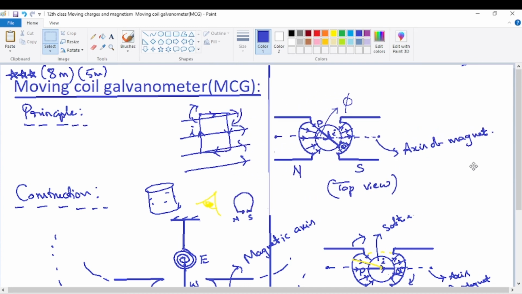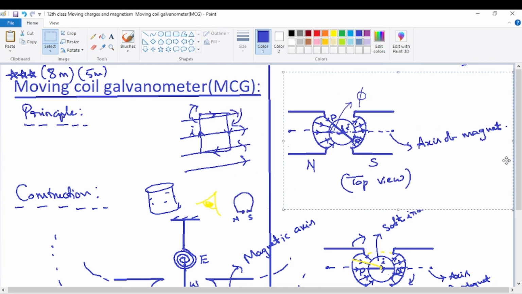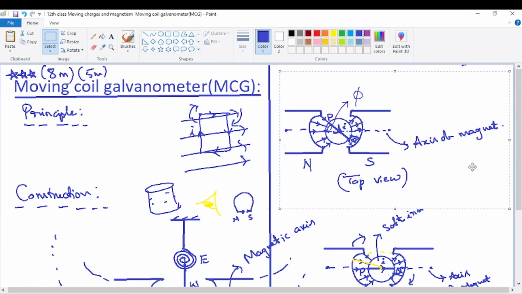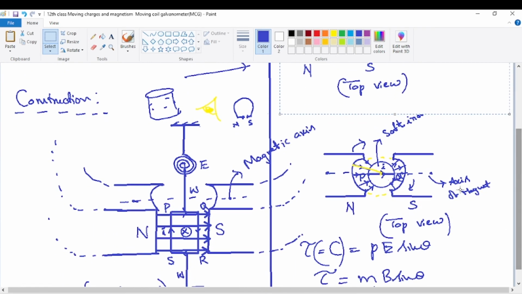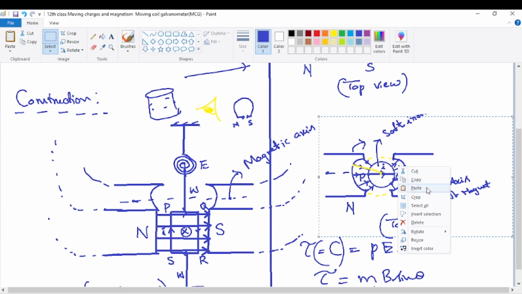So this is the second diagram. This is the top view, but after deflection. We have already seen it before deflection also. That's actually the bottom page. This page is not required actually, so I'm removing this from the notes. If any doubt is there, I'm just keeping it in the rough page.